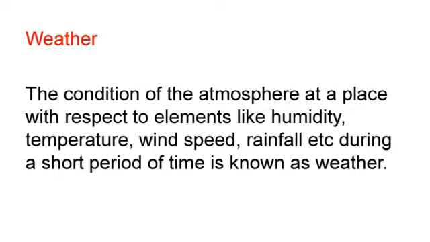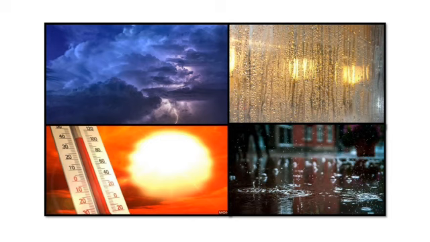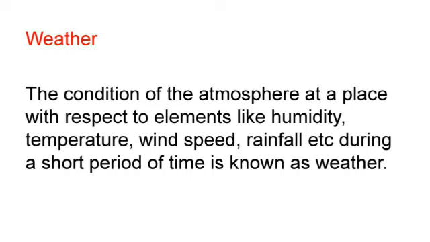Now, in this chapter, to understand global warming, we'll first have to understand some of the important concepts. So, we'll start with weather. The condition of the atmosphere at a place with respect to elements like humidity, temperature, wind speed, rainfall, etc. during a short period of time is known as weather. So, weather is basically the condition of the atmosphere, and here we are looking into aspects like humidity, temperature, wind speed, rainfall, etc. If there are any changes in this for a short period of time, then it can be termed as weather. So, it's basically for a short period of time.